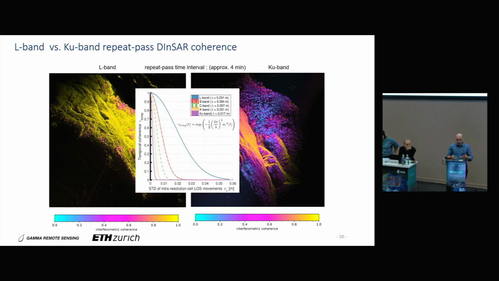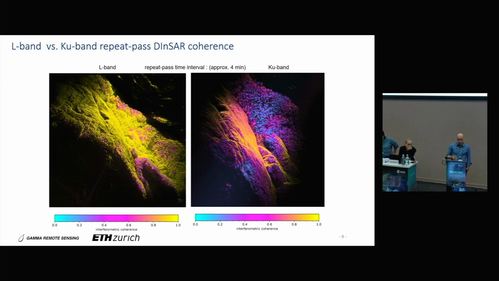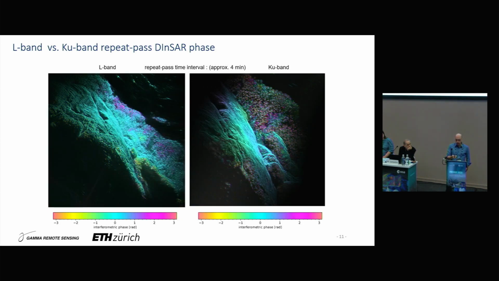Yeah, so clearly the sensitivity is quite different. This is a very short interval, 4 minutes. You can see that with L band you have a very, very high coherence, even in most of the vegetated area, whereas this is of course not the case with KU band, but still in the rocky area you get a substantially high coherence, so over a very short time. So this confirms that this is okay for repeat pass, but of course it will be different for longer times, as we will see in a minute.